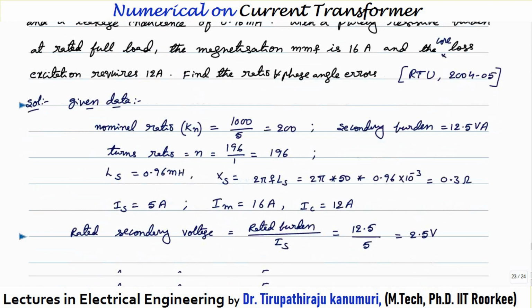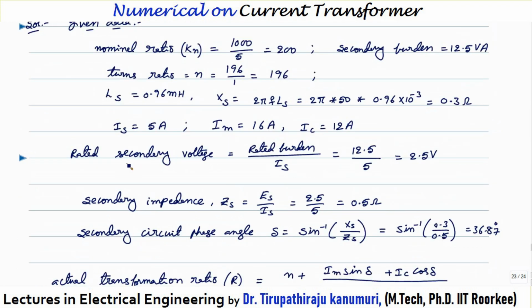So from this, I can calculate my rated secondary voltage. Rated secondary voltage will be equal to rated burden divided by secondary current. Rated burden is mentioned as 12.5 volt ampere. This is 12.5 divided by 5. That gives the value of the rated secondary voltage, which is equal to 2.5 volts. Now, secondary impedance is given by ZS is equal to secondary voltage divided by current. Agree with me that secondary voltage divided by current is 2.5 divided by 5. This will be equal to 0.5 ohms. So we got the impedance.